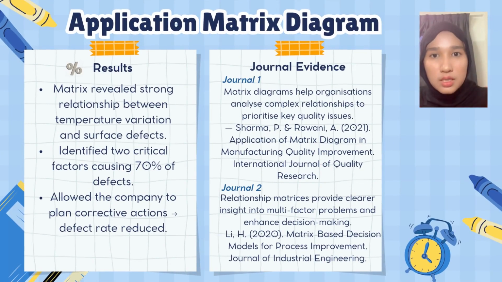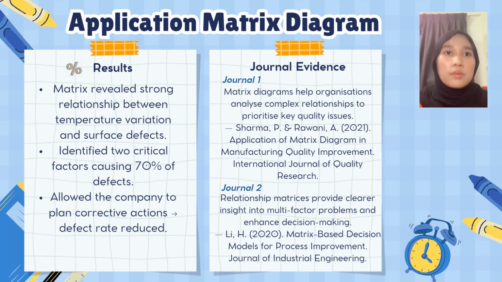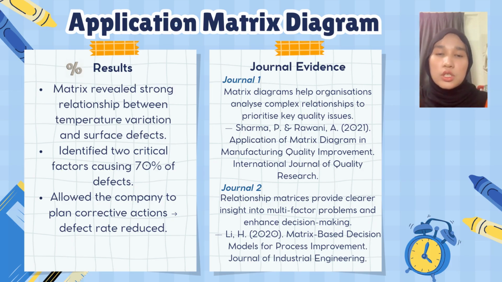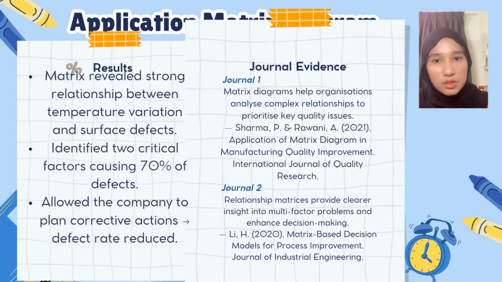From the matrix analysis, they found a very strong relationship between temperature variation and surface defects. This means unstable temperature was the main cause of the defects. The matrix also helped them to identify two critical factors that cause around 70% of the defects. So after taking the corrective actions, the rate of defects will decrease. And there are several journal studies that support the use of the matrix diagram.